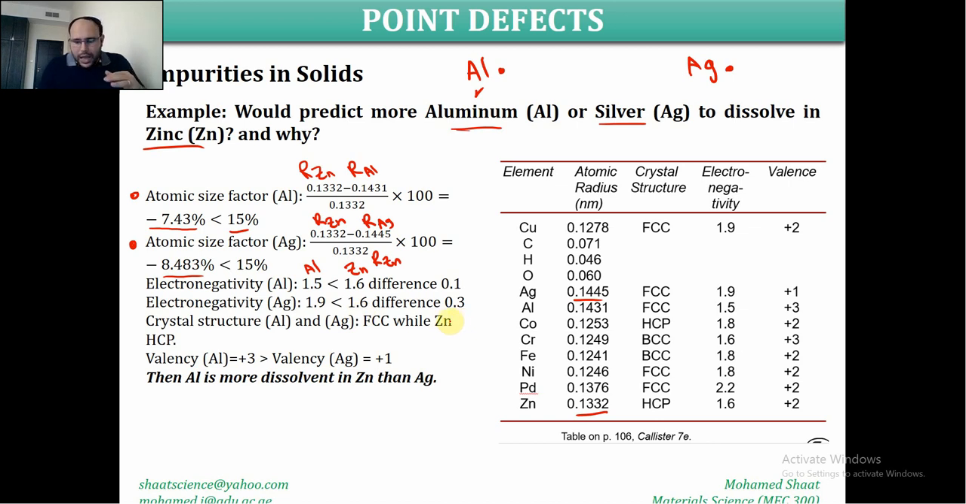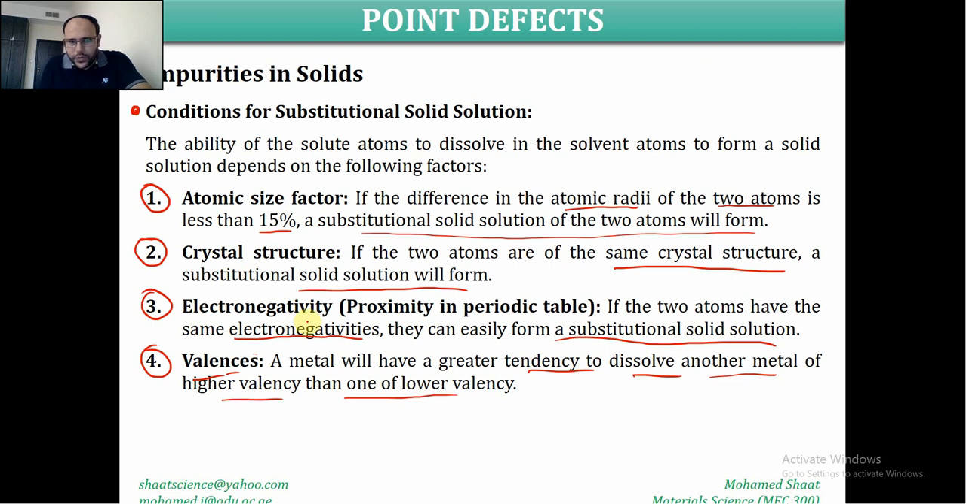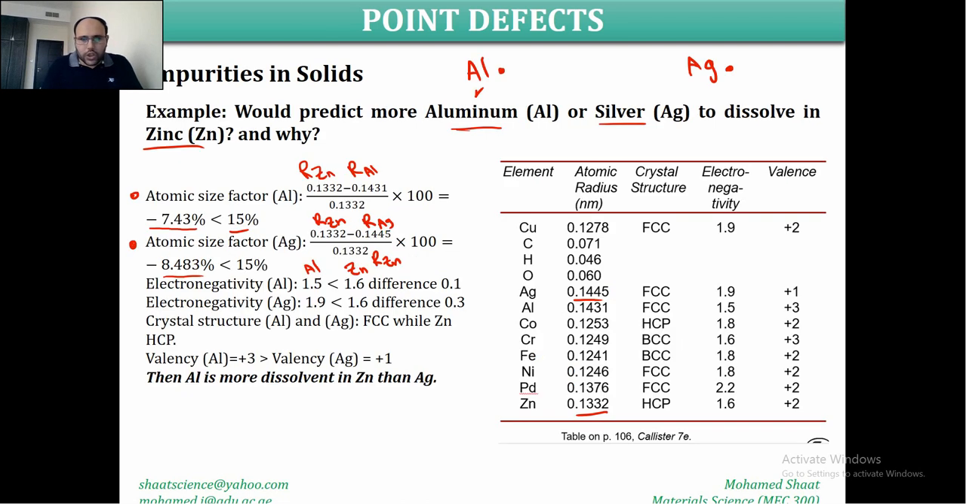So according to this condition of electronegativity, if they have the same electronegativity, which is not possible, they can easily substitute each other, or form a substitutional solid solution. So according to this, the aluminum is more soluble in the zinc than the Ag.